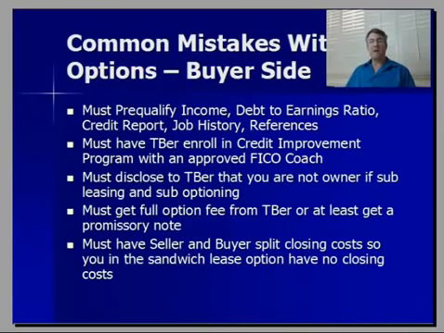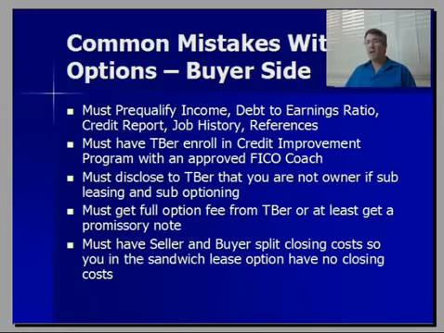Common mistakes with lease options on the buyer side. This is the tenant buyer that's moving in. We've got to underwrite this tenant buyer a little bit. Not only do we have to check the basic things that any good landlord-tenant application does, but we've got to look at their income. We've got to look at their debt-to-earnings ratio. We've got to look at their credit report. We've got to look at their job history and their references. So those are the basic core things that we do there.